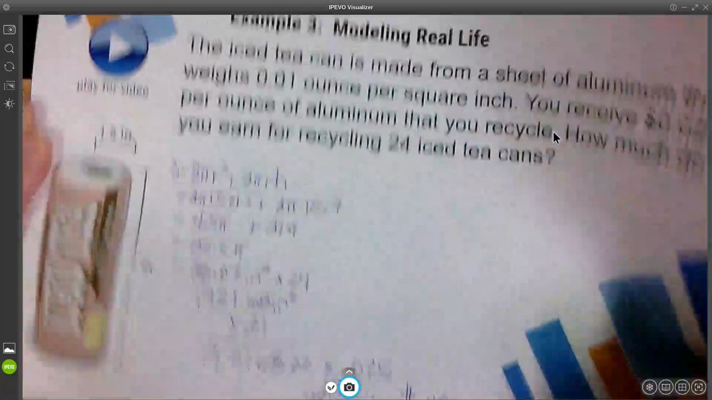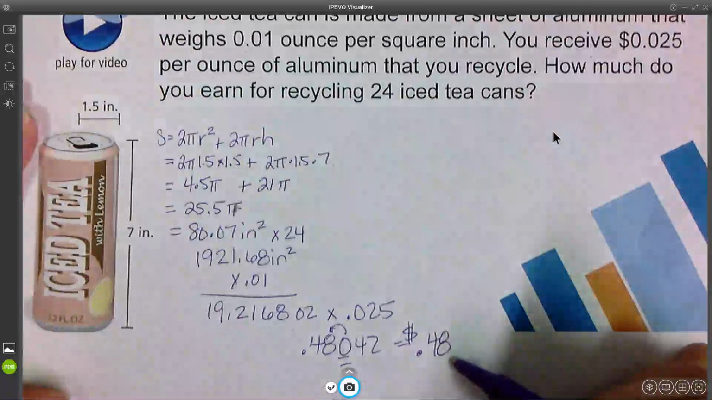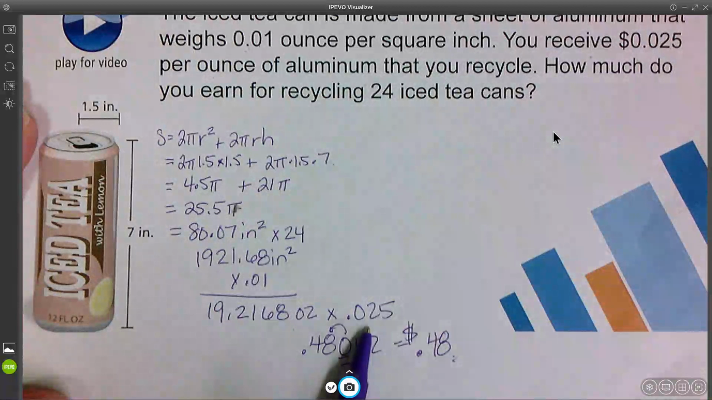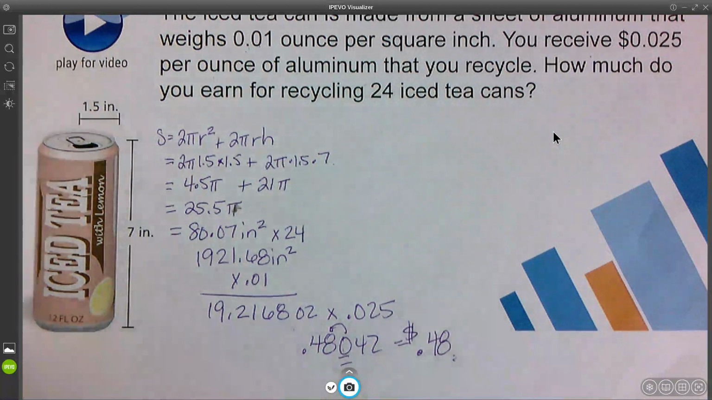Sorry, I couldn't see that it wasn't on the screen. So when I multiplied by the 2.5 cents, this is what I ended up with, and I had to round it to 2 numbers because of money, and that's where you get 48 cents.